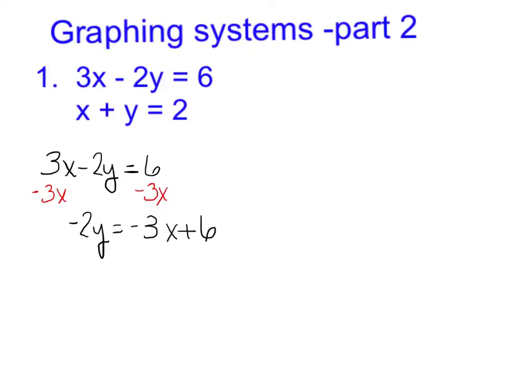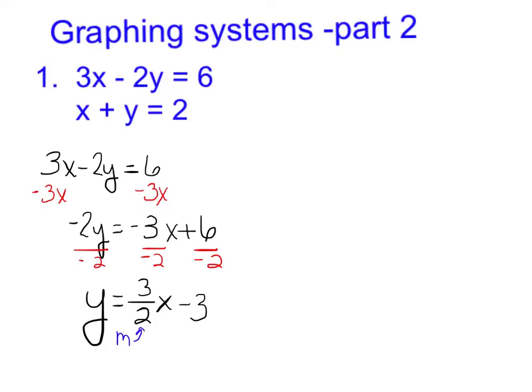Now you've done this before. Now I divide everything by negative 2. You have to divide everything by negative 2. And my equation would be y equals negative 3 divided by negative 2 is positive 3 halves x. 6 divided by negative 2 is negative 3. So that means my m is 3 halves. And since it's positive, we're going uphill. And my b, which is where it crosses the y-axis, is negative 3.